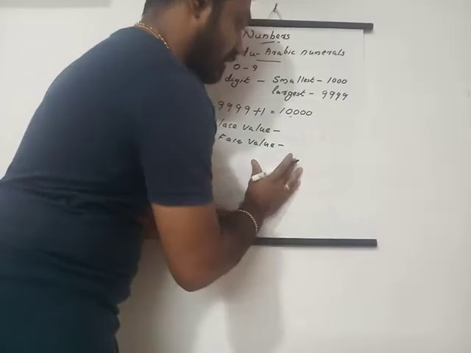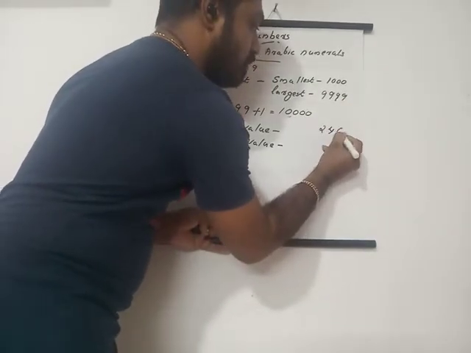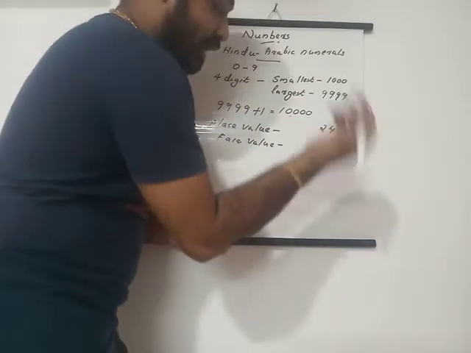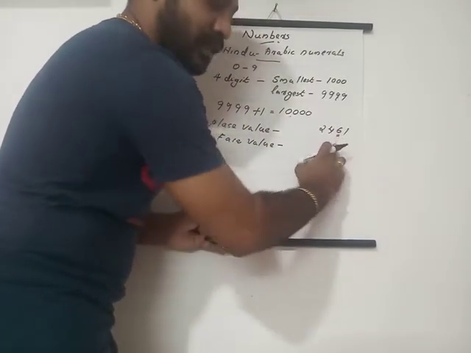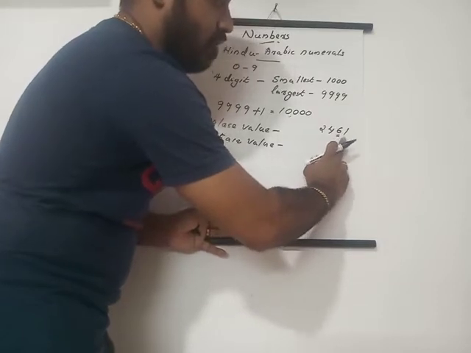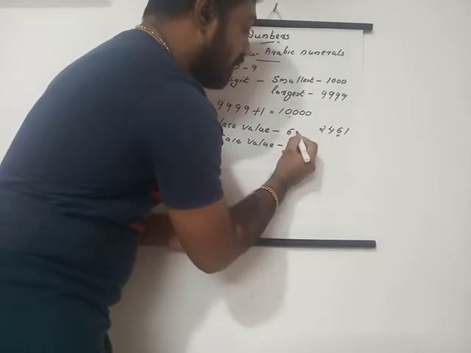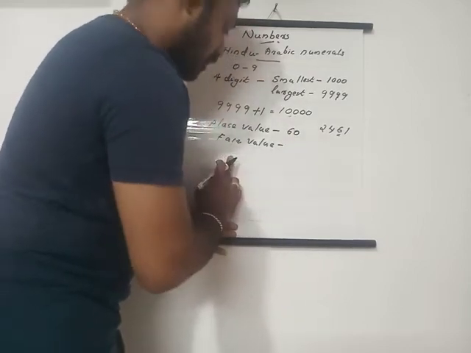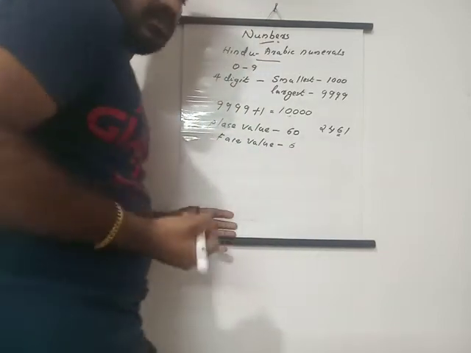We can take an example, the number 2461. What is the place value of the digit 6? It is in the tens place, so the place value of this digit is 60. The face value of this digit is the digit itself, that is 6. That is the difference.